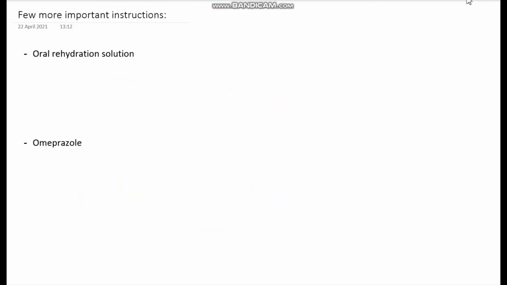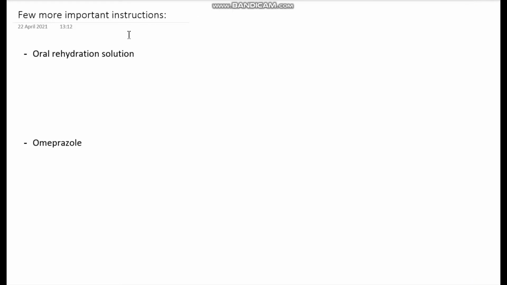Finally, I'd like to add a few more important instructions regarding two most commonly used therapeutic approaches. One is about the oral rehydration solution, and the second is usage of omeprazole for acidity as an antacid, right? So the first one is oral rehydration solution. This is specifically given in cases of dehydration because of maybe vomiting or because of diarrhea, right?